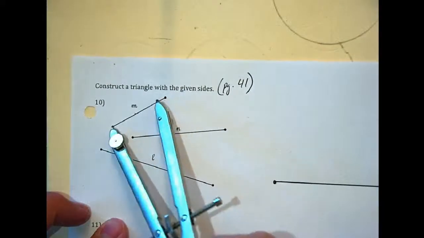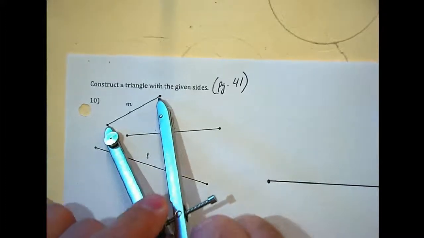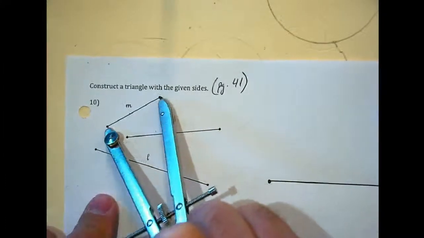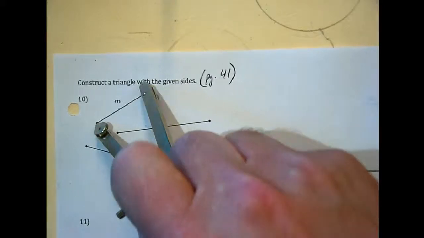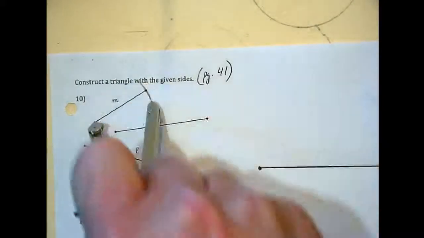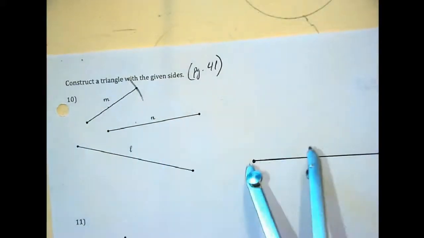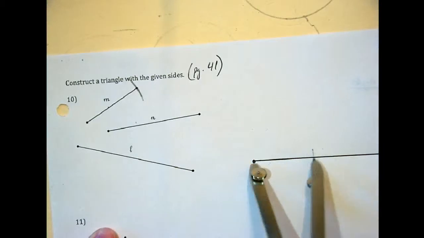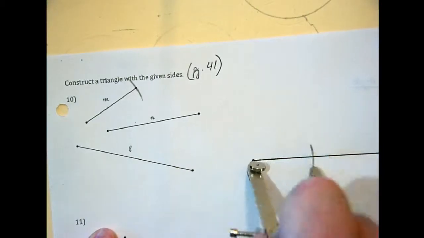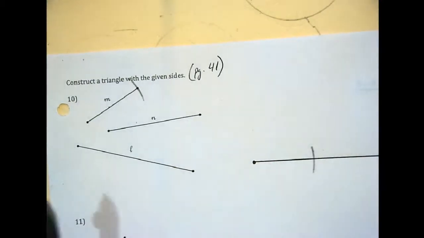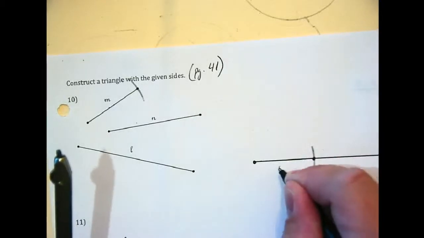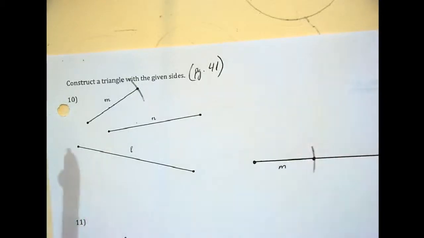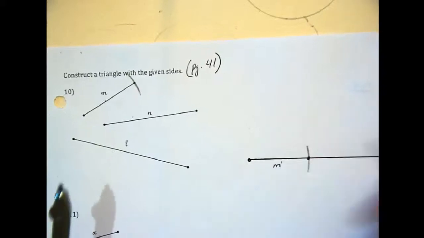So I'm going to go ahead and measure out segment M just like we did on our very first construction. Remember the first construction where we reconstructed a segment. Just going to measure that out, put a little arc there, and take my point, put it on this point over here, and put a little arc there. And I now have another point, and I've reconstructed segment M. So we'll call it M prime. There we go. Okay?